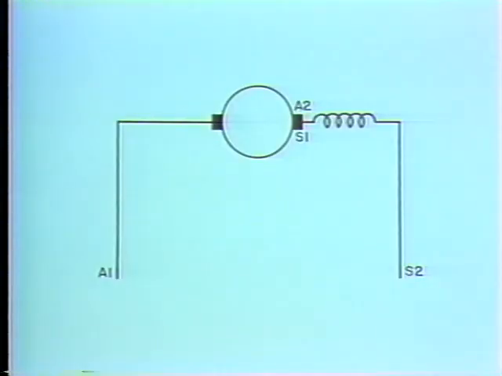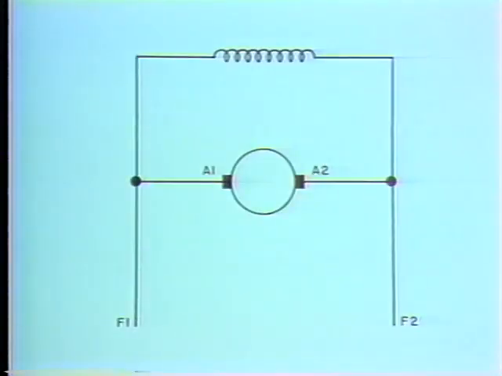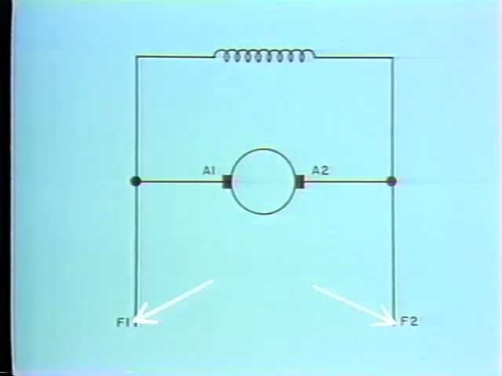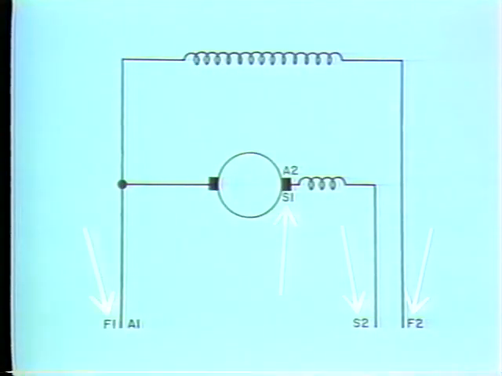In this diagram, the markings on the fields immediately identify it as a series motor. The same is true of this diagram. The F markings identify it as a shunt motor. The fact that both types of markings are present in this one makes it obvious that it's a compound motor.